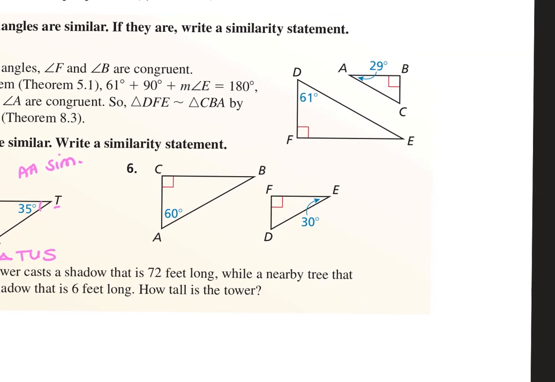6, you've got the right angle here and here, so that's already one pair. Because these are right triangles, if I take the 60 away from 90, the missing angle is 30, which lines up with the E. So again, this is angle similarity.